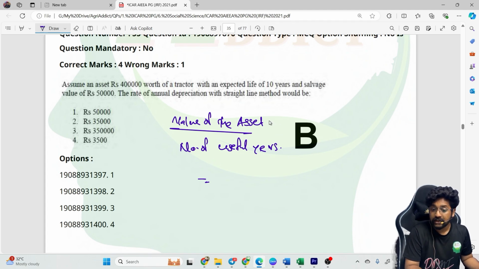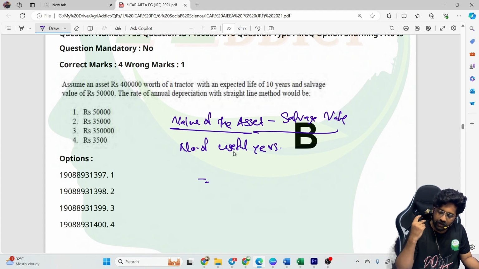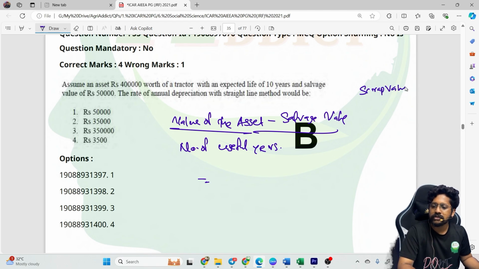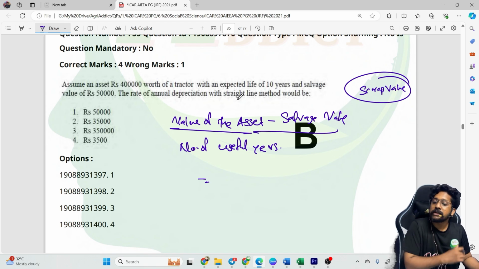Value of the asset minus salvage value. Salvage value is nothing but the value after the good or the material that we are using, the inventory, got totally depreciated. That is, it's the scrap value. We can consider salvage value as the scrap value, because that thing cannot be used for productive purposes anymore. It has been totally depreciated.